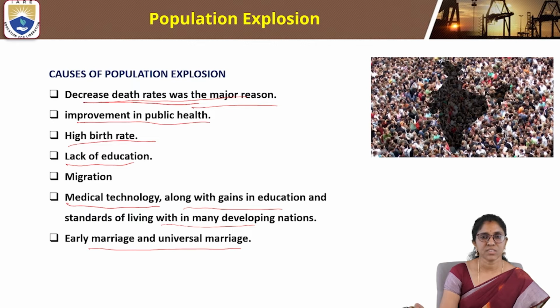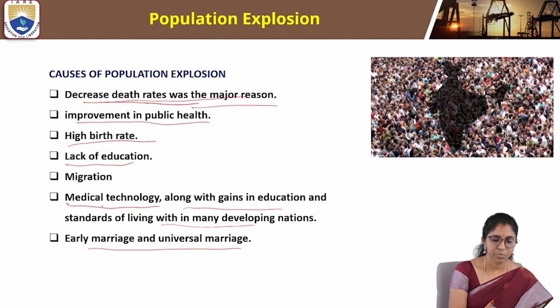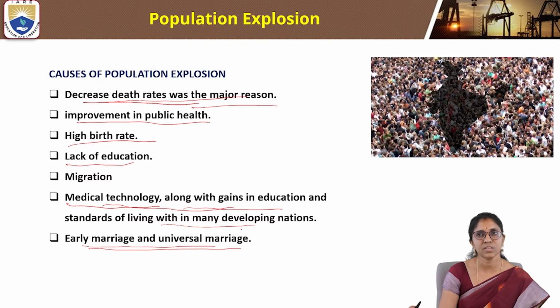So the first major reason is the decreased death rates. And also improvement in public health, high birth rate, lack of knowledge, migration, medical technology, along with the gains in education and standards of living within many developing nations, and also early marriage and universal marriage. So these are the reasons for the population explosion.